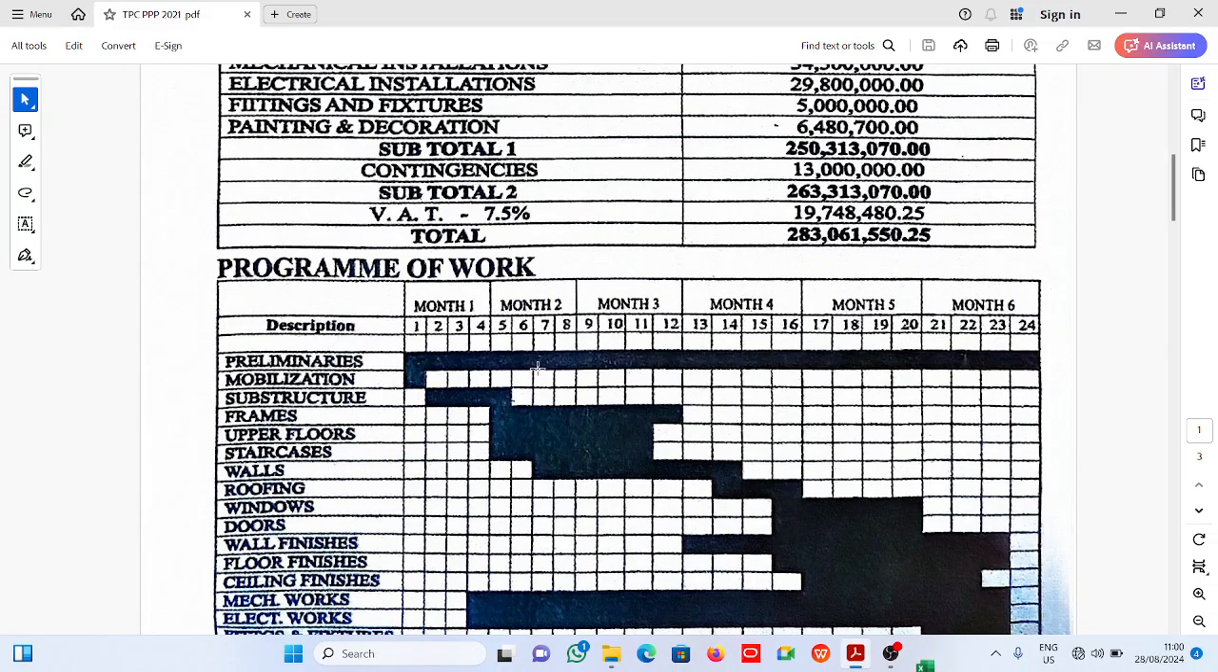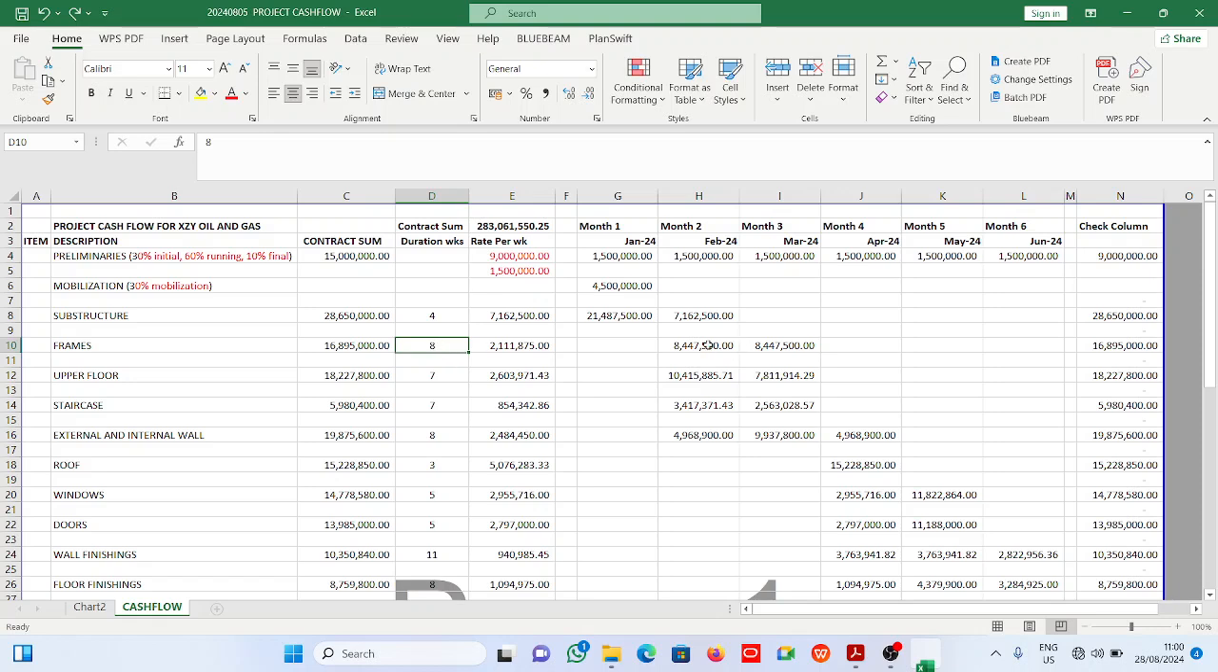Now in month 2 we have 1, 2, 3, 4. So 4 weeks in month 2. Then 1, 2, 3, 4. 4 weeks in month 3. So 4 weeks in month 2 and 4 weeks in month 3. So frames is falling in month 2 and month 3. Alright, so that's what we have here.